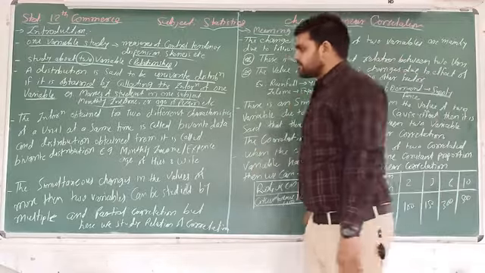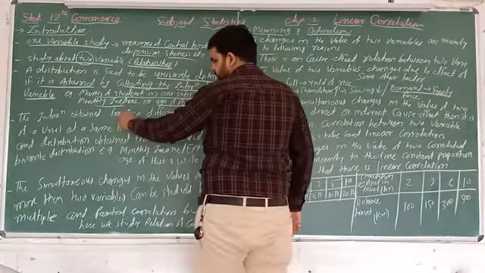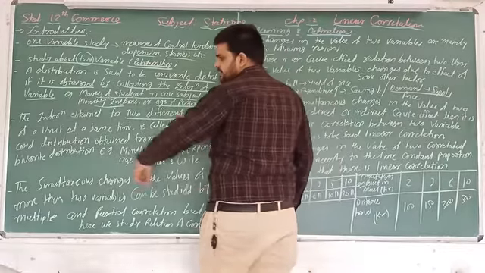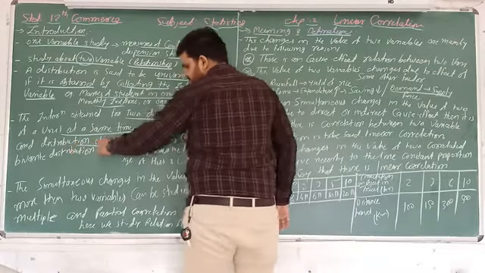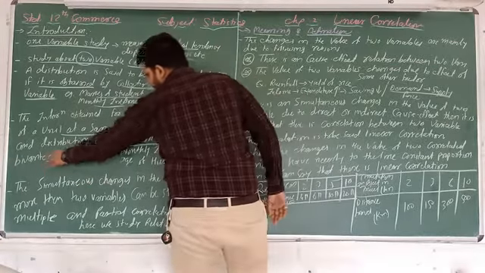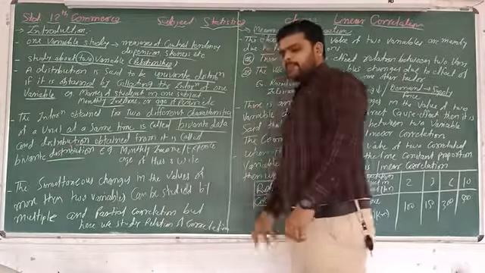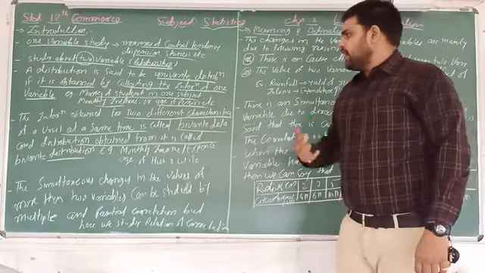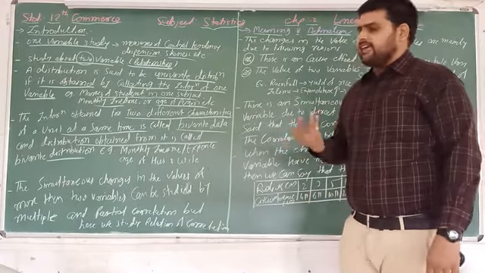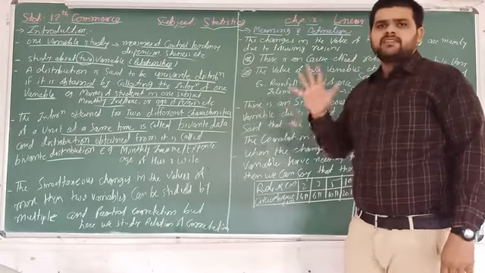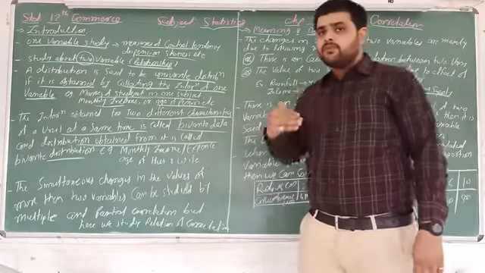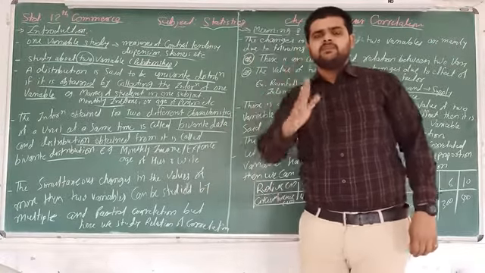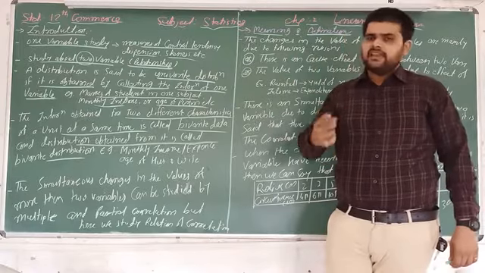Next, the information obtained from two different characteristics of a unit at the same time is called bivariate data, and the distribution obtained from it is called a bivariate distribution. So when we get information for two or more variables, different characteristics, at the same time, that is called bivariate data. It means that we are getting information of two or more variables at the same time for particular data.